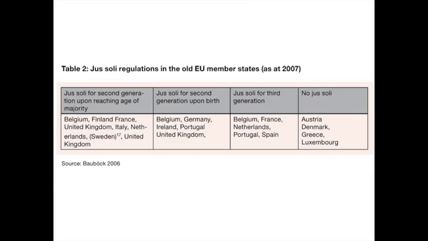And also you see jus soli for the second generation upon birth. Belgium, Germany, Ireland, Portugal, and again the United Kingdom, there are some complicated rules. And then jus soli for the third generation, but countries that have no jus soli at all: Austria, Denmark, Greece, and Luxembourg. There is some convergence between jus sanguinis and jus soli countries.